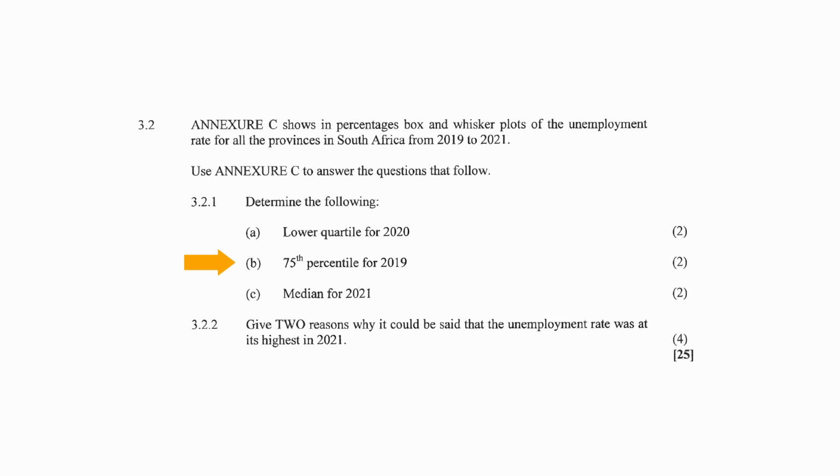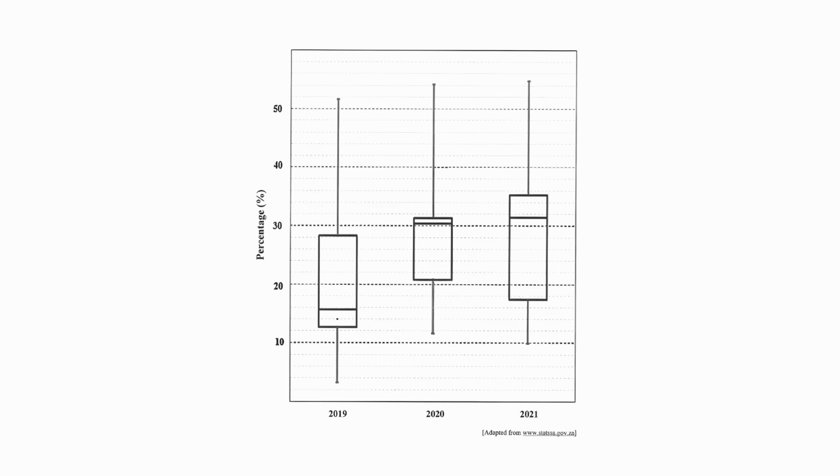In question 3.2.1(b), you have to determine the 75th percentile for 2019. On Annexure C, this box and whisker plot represents the unemployment rates for 2019. This line on the box and whisker plot represents the 25th percentile, this line represents the 50th percentile, and this line represents the 75th percentile. So the 75th percentile for 2019 is approximately 28.2%.